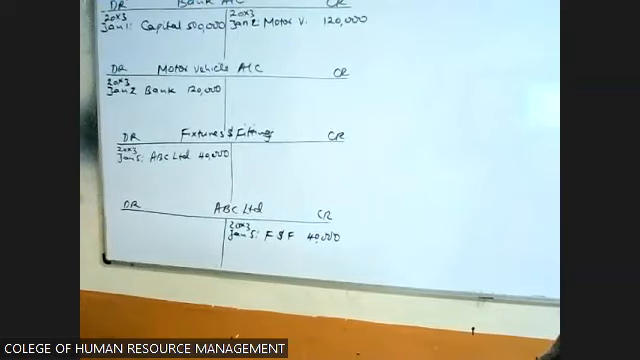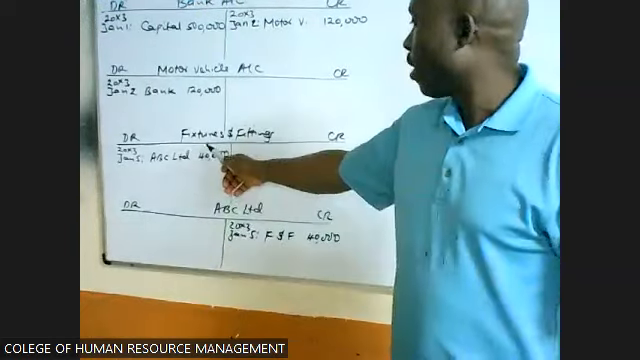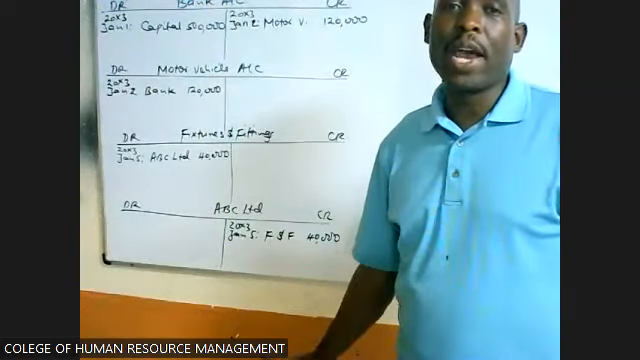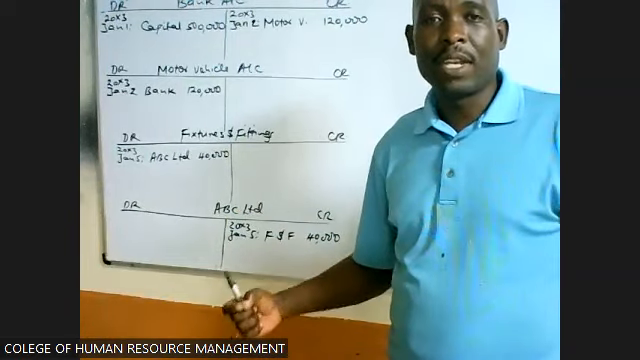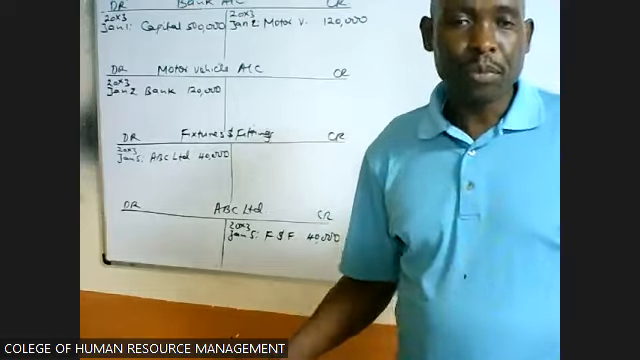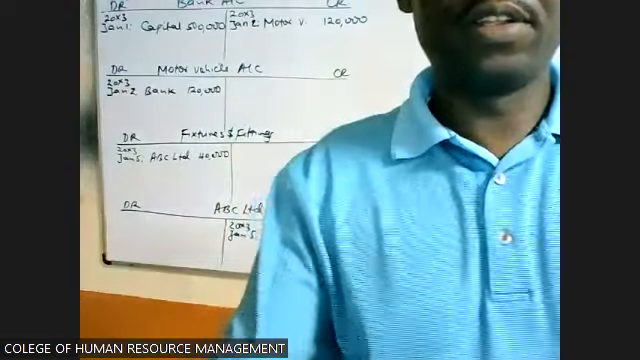Always there must be debit and credit. Debit what you have acquired, you credit how you acquired it. You credit the account that actually facilitated that acquisition, if it is on credit.